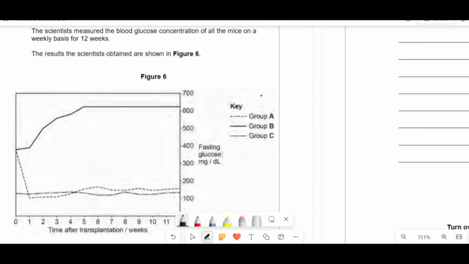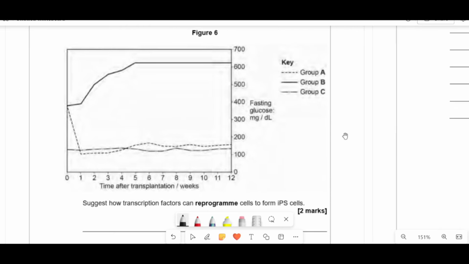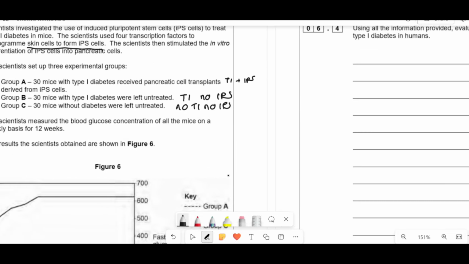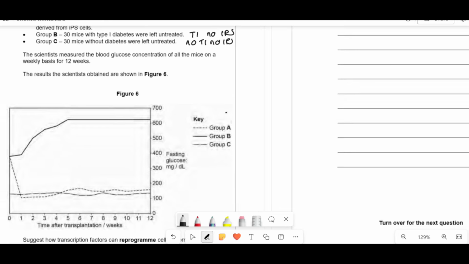The scientists measured the blood glucose concentration of all 3 mice on a weekly basis for 12 weeks, and here's the result. So we don't go in without just being like, okay, I'm now going to not look at the figure and absolutely jump to the question and try and say garbage. Look at what's going on. Group B, remember, is type 1 diabetes, no treatment, so you can see that their glucose is going up as expected because they got type 1 diabetes. Group A is they have type 1 and they have IPS. They start and it goes down and it kind of stays and it's level around the point at which normal mice without any diabetes are the same. So it's showing that there's some suggesting, helpful treatment here.